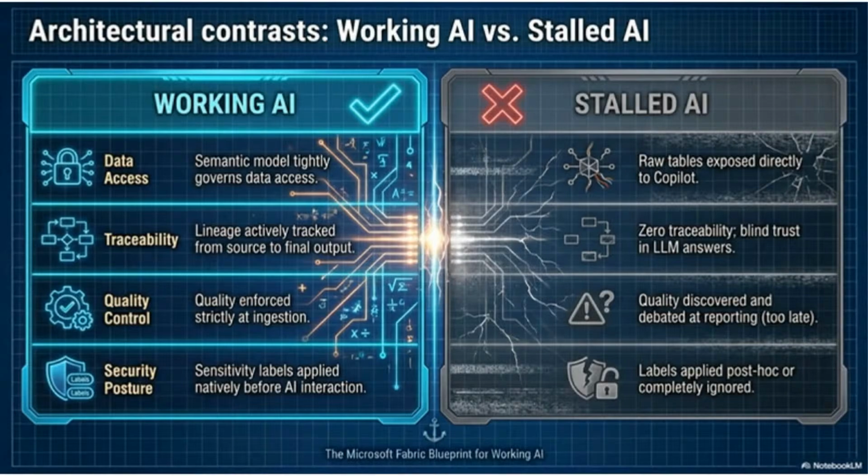Architectural contrast, working AI versus stalled AI. So working AI, you've got data access, traceability, quality control, and security posture. Where stalled AI, the raw tables exposed directly to Copilot, zero traceability, quality discovered and debated at reporting, which is too late, and labels applied post hoc or completely ignored.